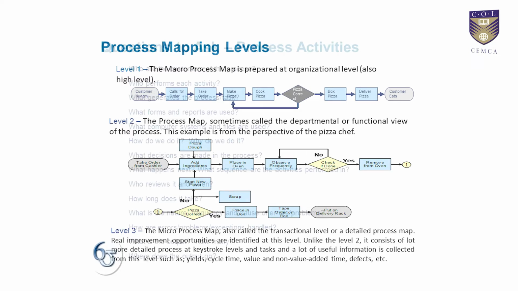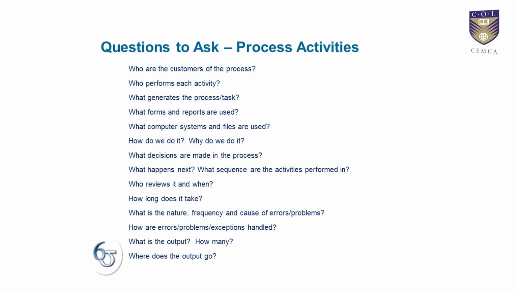If you look at this slide, what kind of questions are we asking before we do a process mapping? Who are the customers of the process? Who performs this activity? What generates the process or the task? What forms and reports are used? What computer systems and files are used? How do we do it? Why do we do it? What decisions are made in the process, and what happens next? What sequence are the activities performed in? Who reviews it, and how long does it take? What is the nature, frequency and cause of errors or problems? How are errors, problems, exceptions handled? What is the output? How many? Where does the output go? We may not be asking all the questions, but we ask many of these questions that you see here.